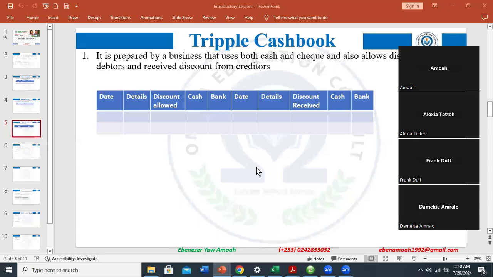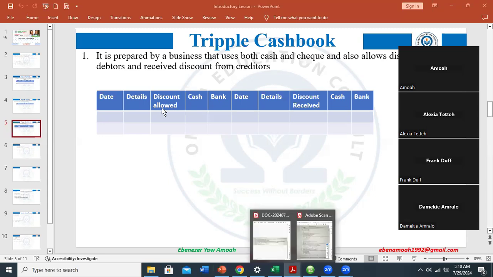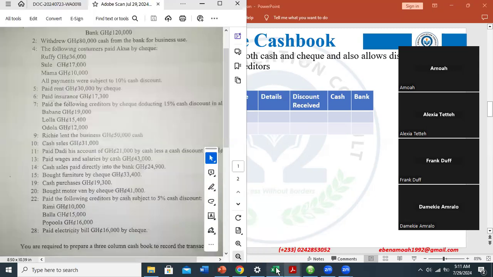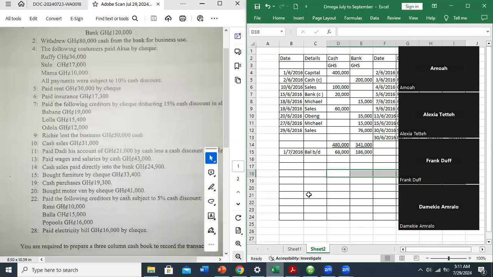Okay, so like we have all agreed, this is our triple column or three column cash book format. We now have a question. Please make sure you don't miss the discount allowed and discount received. The discount allowed is at the debit side and discount received is at the credit side, right? So this is the question. Let's set up the solution.